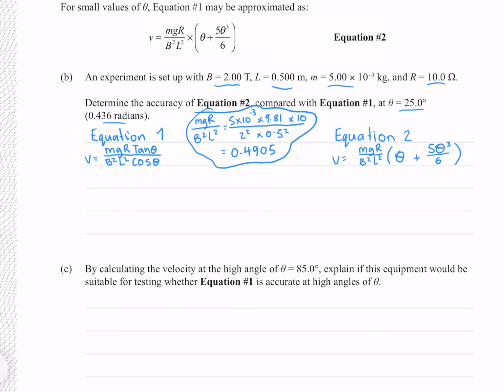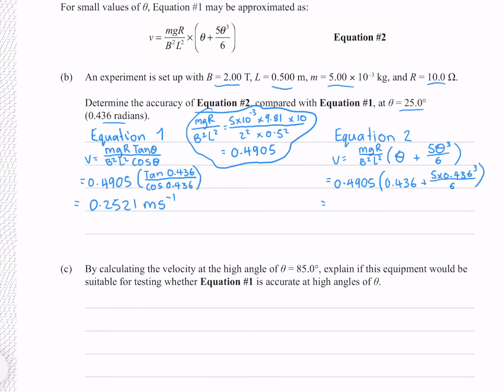Substituting that for equation 1 and putting our angle in gives me 0.2521 meters per second to 4 significant figures. Doing the same for equation 2 gives me 0.2477 meters per second. Finding the percentage difference between these two gives me 1.75% to 3 significant figures.